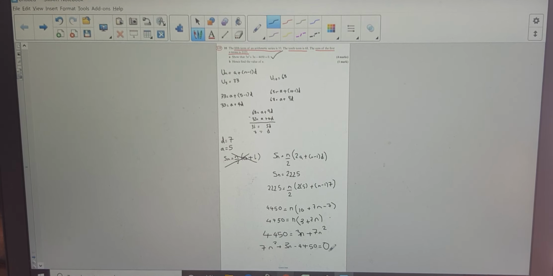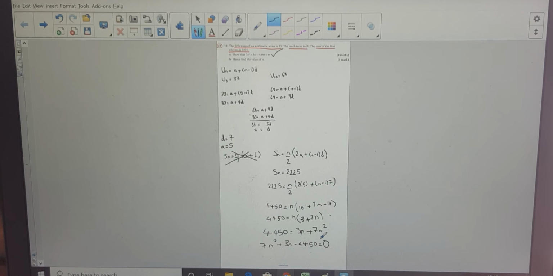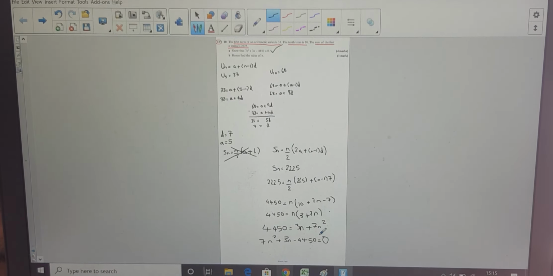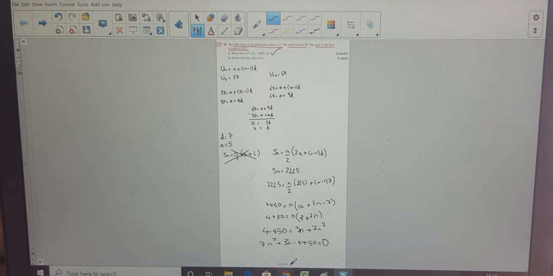And part B said, hence find the value of n. Well, this is just a quadratic equation. Solve to find n, and you should have got n is equal to 25. Remember, n must be a positive solution. If it appears in a sequence, it must be positive n. So n was equal to 25 when you put these values into your quadratic formula. Hope that helps, guys.